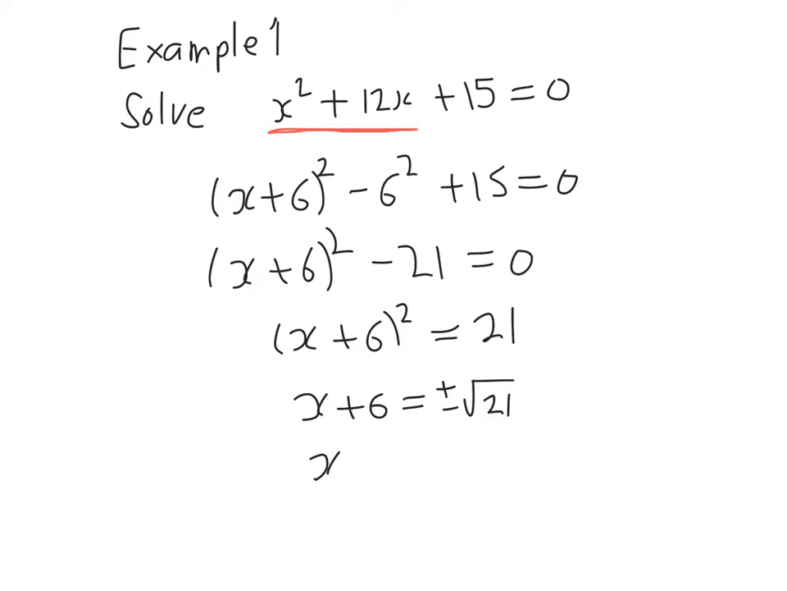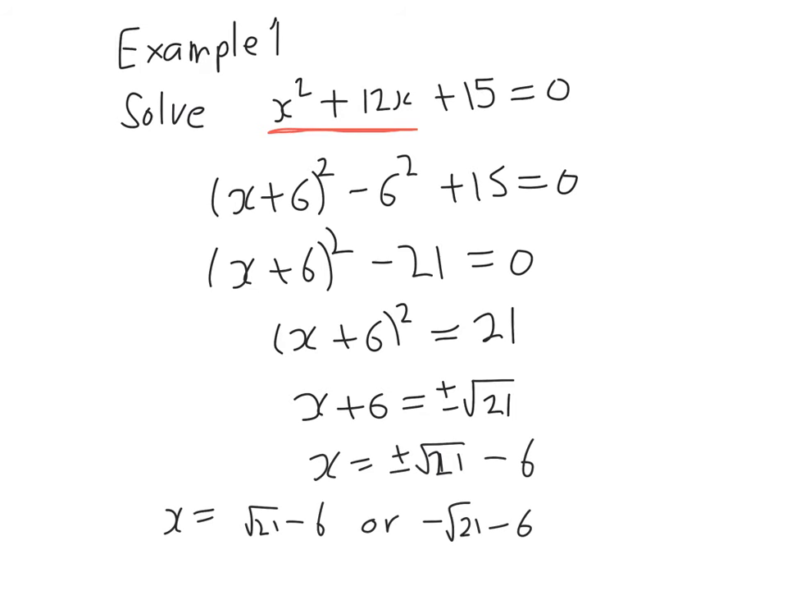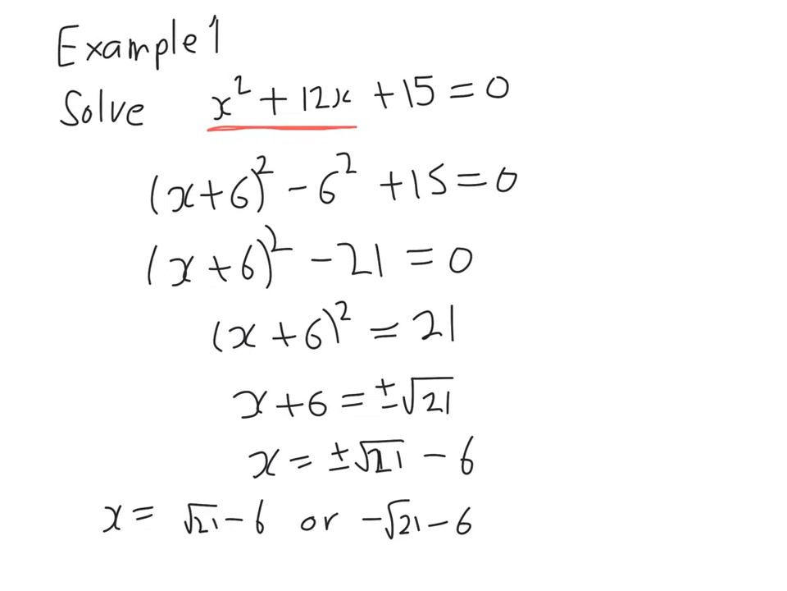That then leaves x plus 6 is equal to the square root of 21, positive or negative, so x is the square root of 21, positive or negative, take away 6. Or if you wanted to write it out in one go, you'd write root 21 minus 6, or minus root 21 minus 6.